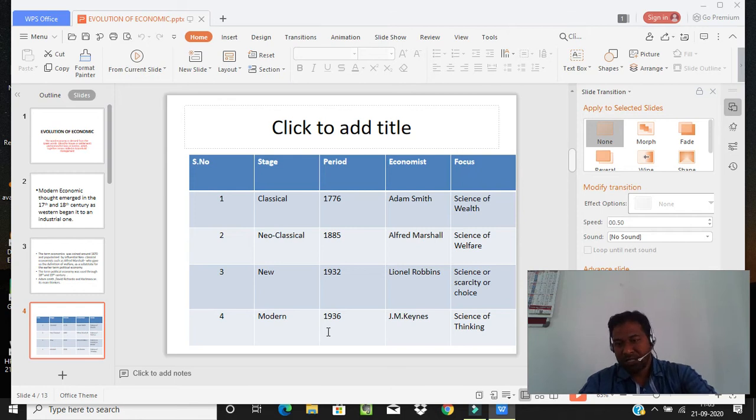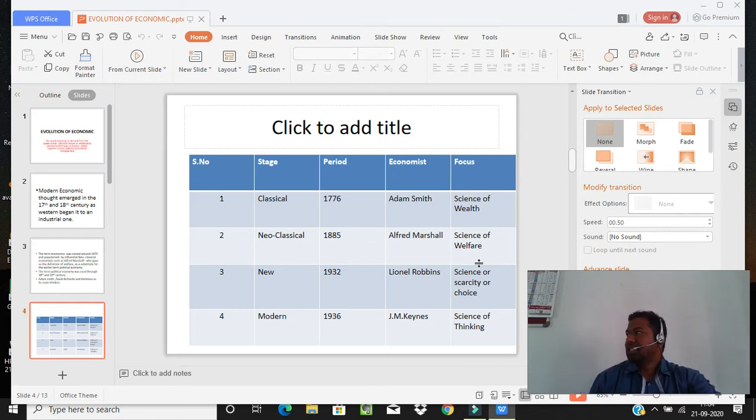Who are the economists who gave different definitions and focused on different studies? We are going to learn now. First one, the father of economics, Adam Smith. He identified the classical theory, and he focused on the science of wealth. Coming to Alfred Marshall, who focused on the neoclassical theory, the neoclassical stage, and it focused on the science of welfare.